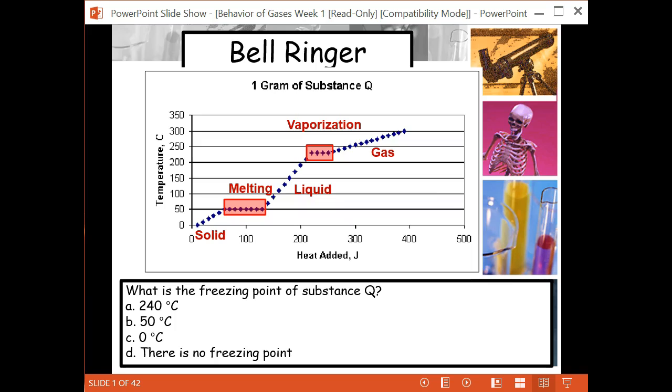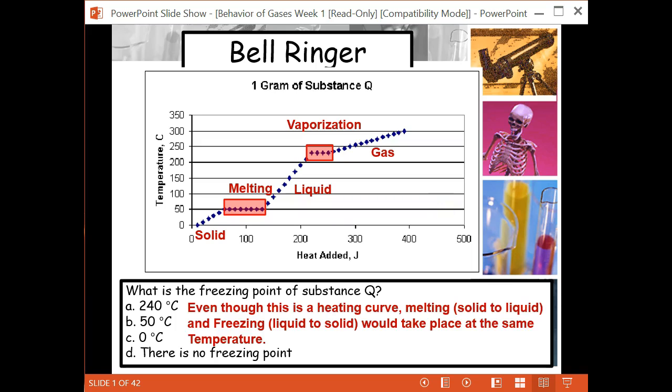The answer is that even though this is a heating curve, the melting and freezing would take place at the same temperature. So even though this is a heating curve, here from solid to liquid, if you were to reverse this curve, the temperature would be the exact same. So that's why the answer should be 50, because melting and freezing would take place at the same temperature.